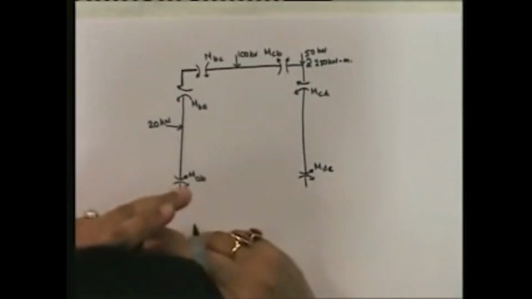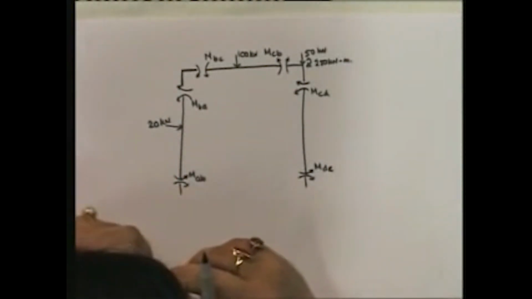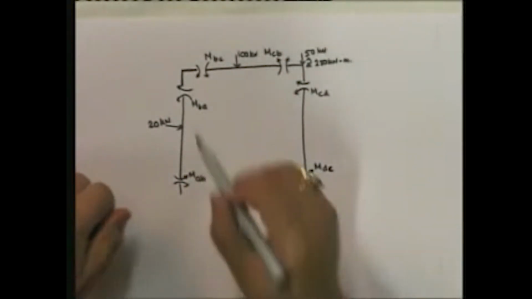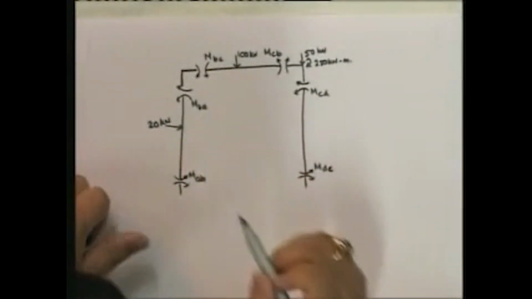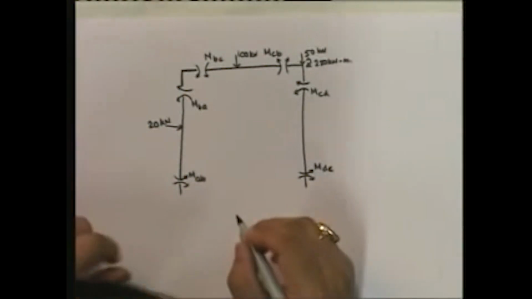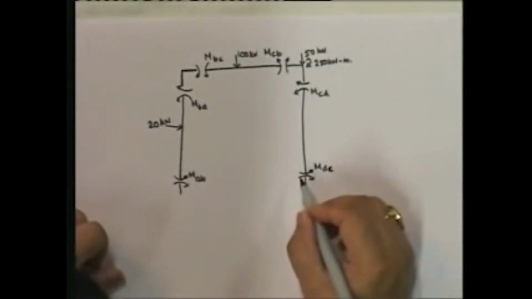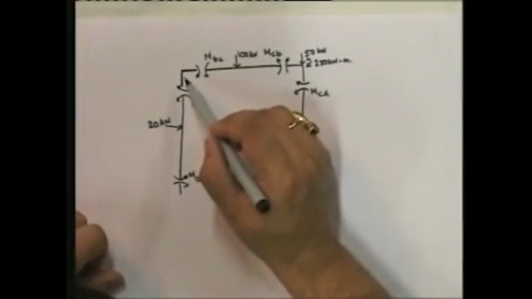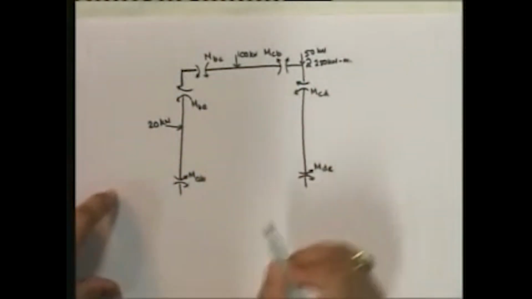Okay, so now what I need to be able to do is write down the equilibrium equations. What are the equilibrium equations? One equilibrium equation obviously is moment equilibrium.